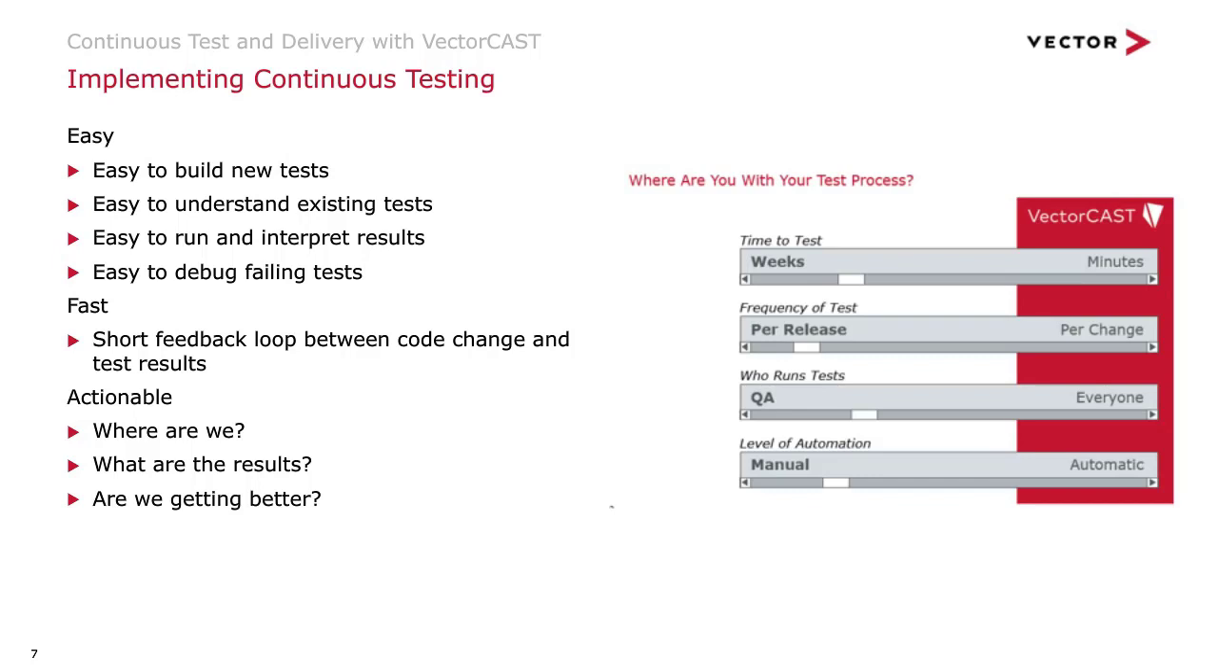So where are we in our process? What are the results that we have from the testing that we've done? And what can we do to get better? Now, if you look at that little graphic that I have over on the right-hand side, here are some metrics that you can use to identify where you're at in the current testing process. So here are just 4 of them. There might be others that you could come up with as well.